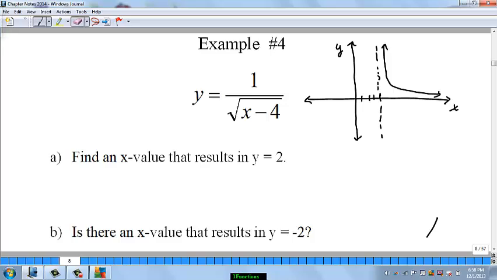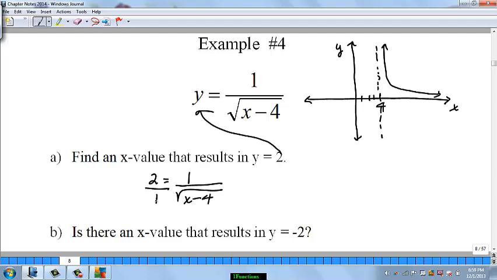And I can kind of tell that it's going to look like that because I can't have a 4 in the denominator. If I did, I'd have a 0. So it's not going to ever equal a 4 in the denominator. So that's why my function only exists this way. So it says find the x value that results in a y of 2. So basically, I'm going to put a 2 right here in this y spot and then solve for x. So I've got 2 equals 1 over radical x minus 4.